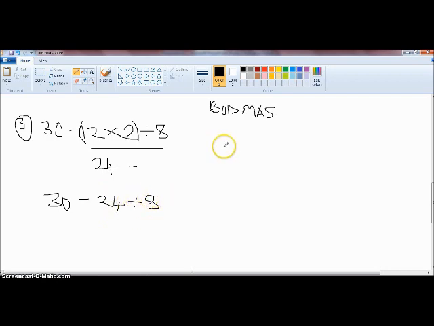So brackets, of, division, so like we said, we're still dealing with this. So you say 24 divided by 8. 24 divided by 8 is what you're going to start with, and that should give you 3. So what we have now is 30 minus 3. And so finally you have 30 minus 3, and that should give you 27. Okay, so you write your 27 here.